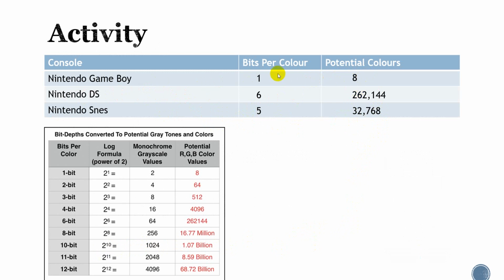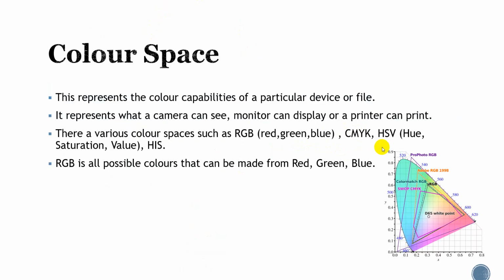So the original Game Boy actually only had 1 bit per color, so that gave us a small number of potential colors that we could use. The Nintendo DS had 6 bits per color, so we were talking about 262,000, and then the SNES had 5. So this was how these Nintendo systems have progressed.